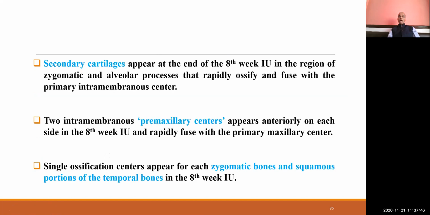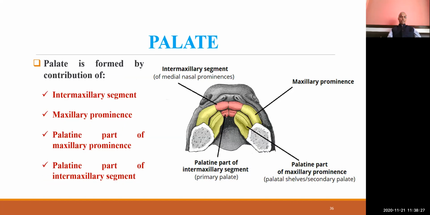And secondary cartilage appears at the end of the 8th week of intrauterine life in the region of the zygomatic and alveolar processes, that rapidly ossify and fuse with the primary intramembranous center. And two intramembranous premaxillary centers appear on each side in the 8th week of intrauterine life and rapidly fuse with the primary maxillary centers. And single ossification centers appear for each zygomatic bone and squamous portion of the temporal bone in the 8th week of intrauterine life. Palate.